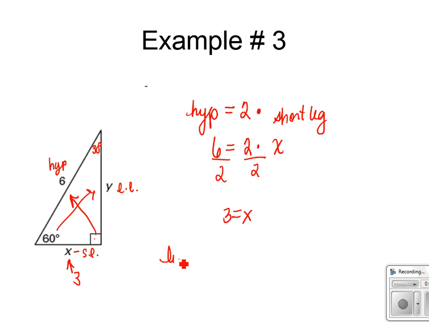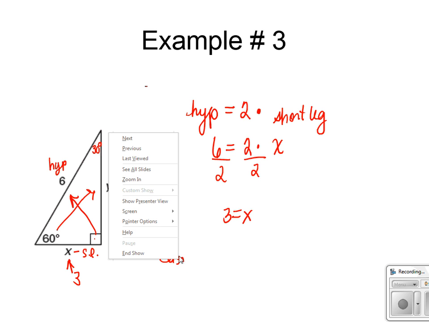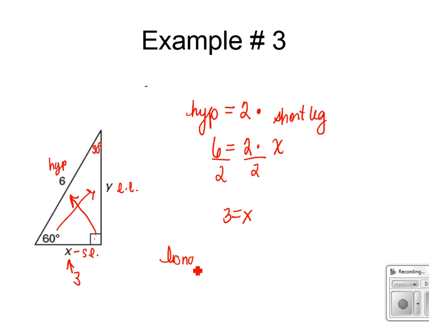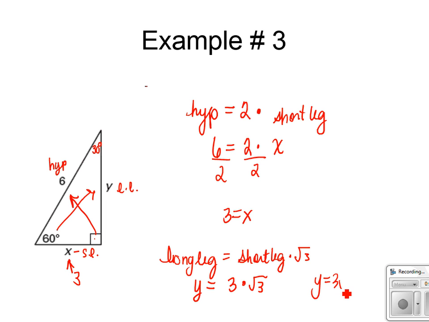Because my long leg, oops, sorry about that. My long leg is equal to my short leg times the square root of 3. The long leg is y, the short leg is 3, and multiply that by the square root of 3. I would get y is equal to 3 square roots of 3, and so my long leg is 3 square roots of 3. All right, so there's 3 examples of the 30, 60, 90 triangles that hopefully you have in your notes. And now I'm going to do a couple of examples with the 45, 45, 90.